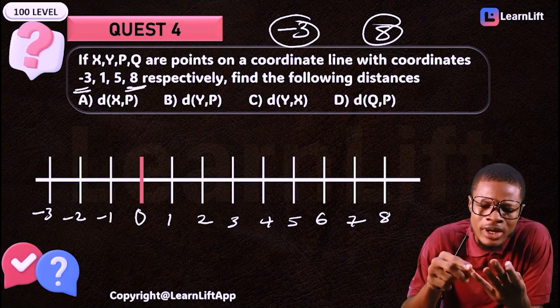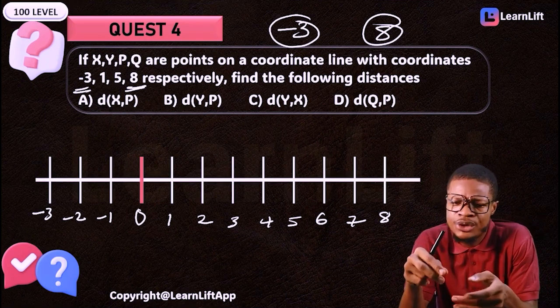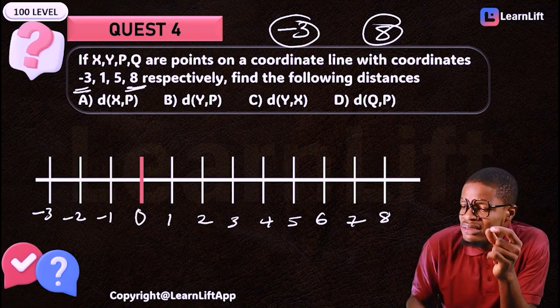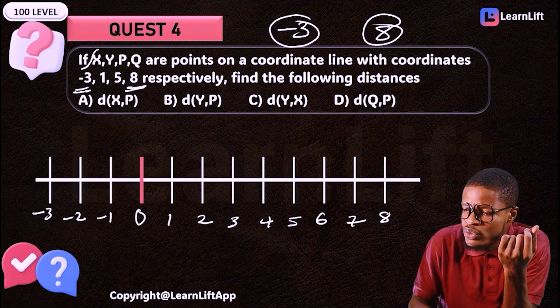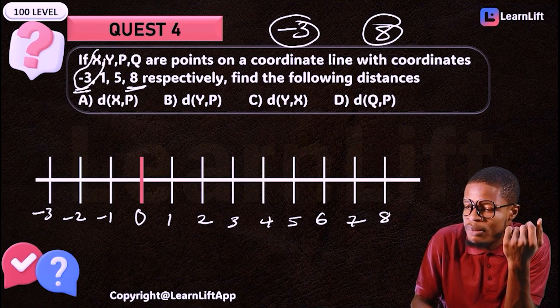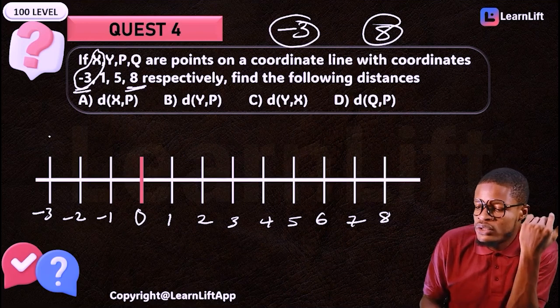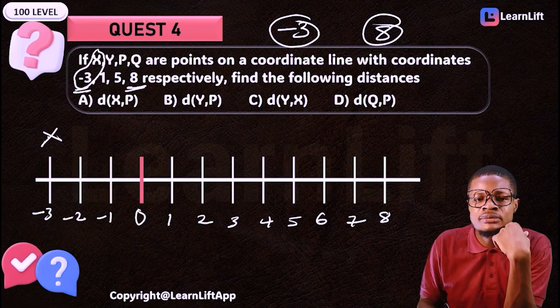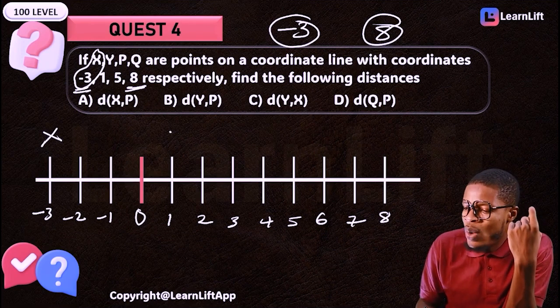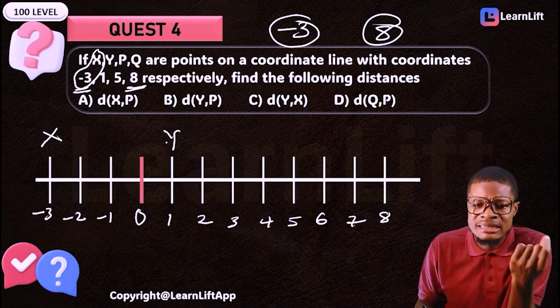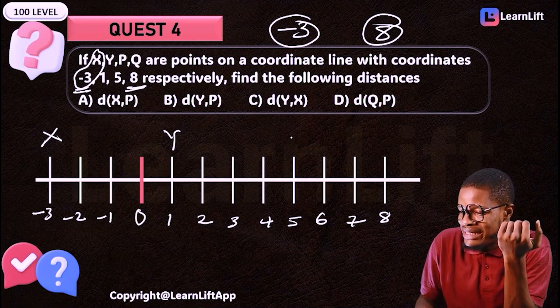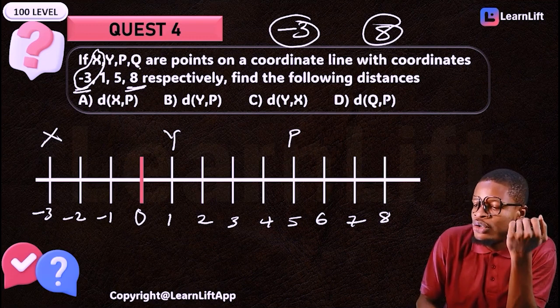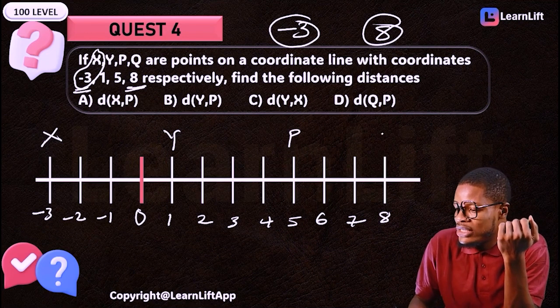Now, they gave us your x, your y, your p, and your q. What is x? They said that x represents, respectively, x is going to tally with what? -3. So if x tallies with -3, take your -3 and position it here as x. What about your y? Your y is 1. Here is your y, right? Now, what's your p there? Your p is going to tally with 5. Here's your p. And then your q is going to tally with what? 8. So here's your q.